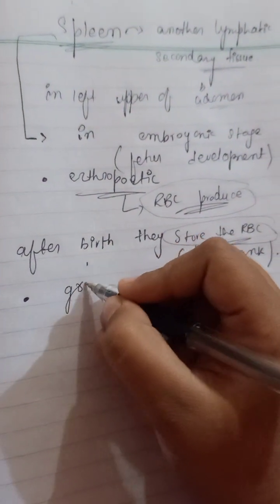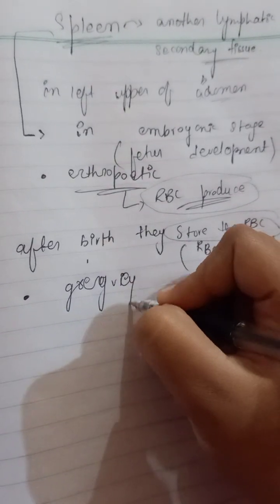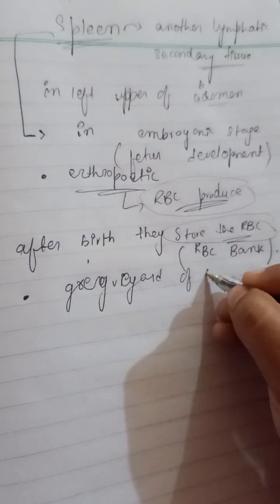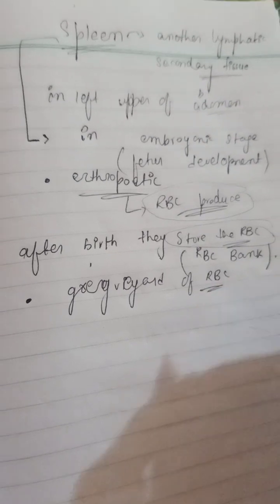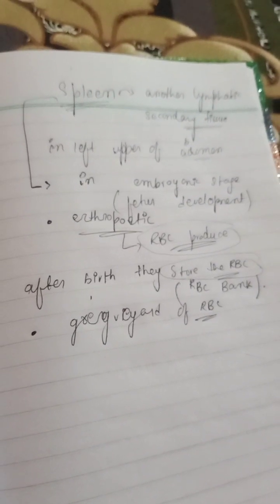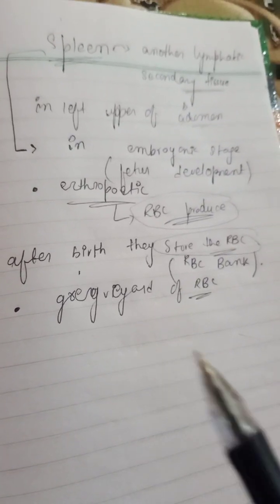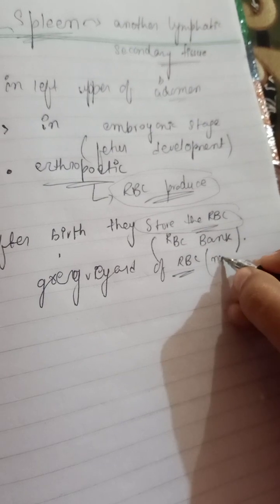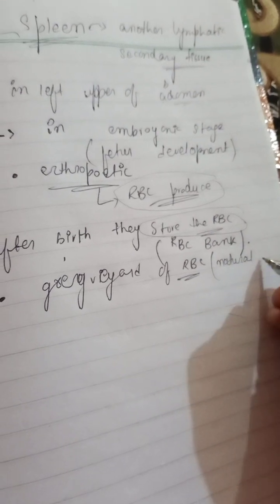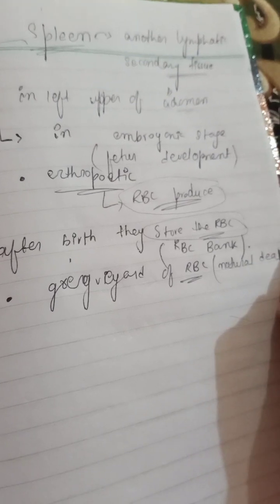And one more thing, the spleen stores the RBCs, and it is also called the graveyard of the RBCs, which means that when the RBCs are going to die, the dead RBCs are stored in the spleen. Okay, so this is about the natural death of the RBCs.